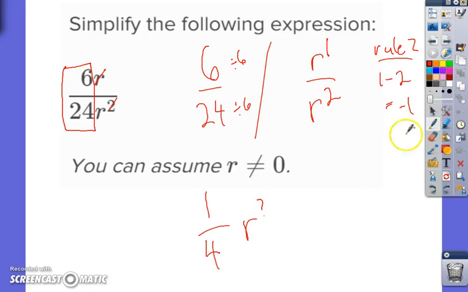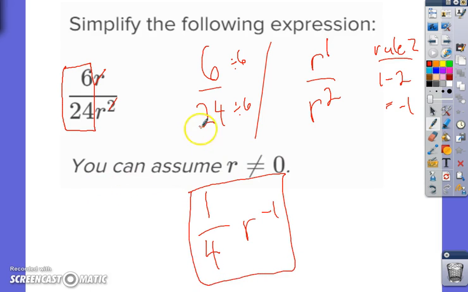So for this, I would put -1. But what if you're not an expert at simplifying fractions? So the final answer was here. And again, the steps that you need: write out your expression, what rule you're using, and then put a box around your final answer.